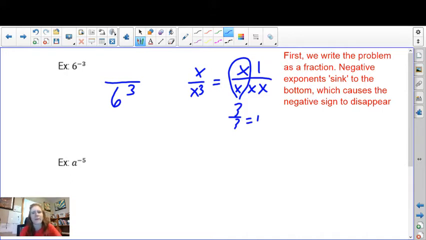And even though I didn't start with a problem that looks like this, I didn't have another numerator to simplify, I always assume that it's canceled out at some other point. It just hasn't been shown to me. So my answer is 1 over 6 to the third power.